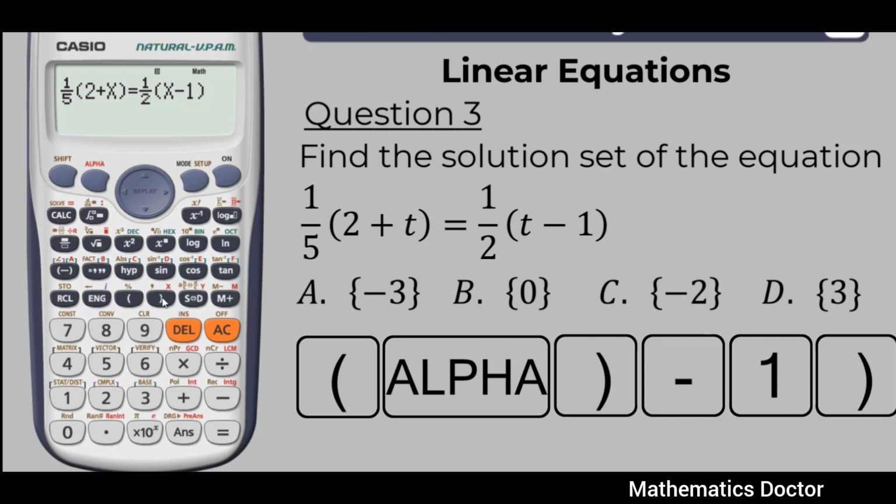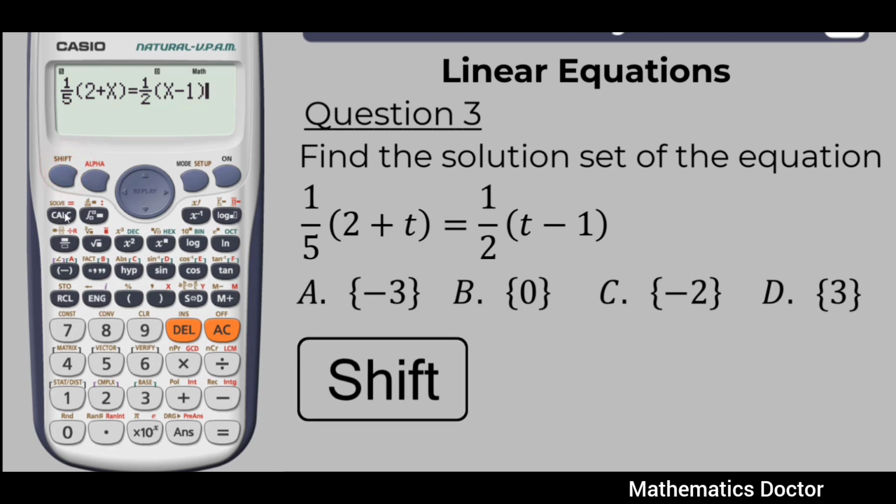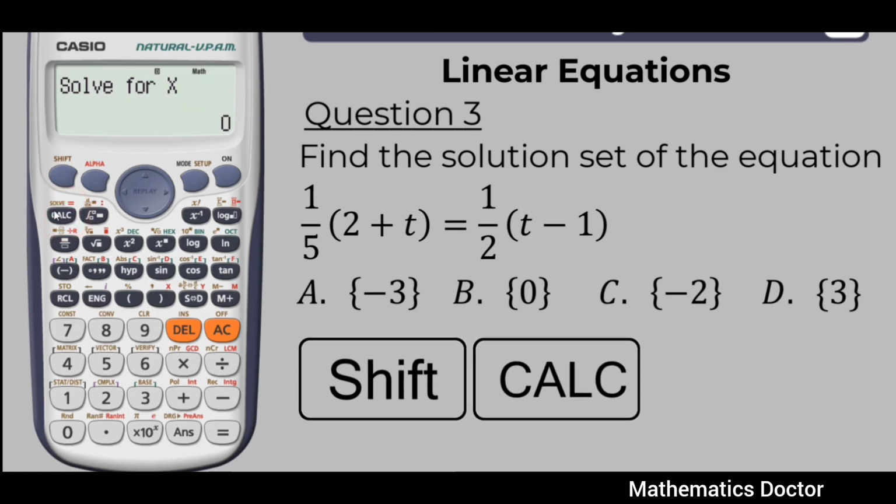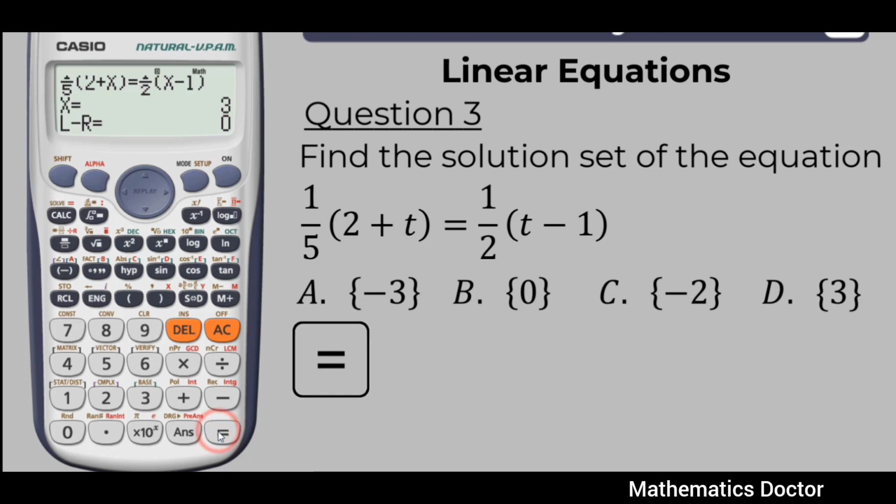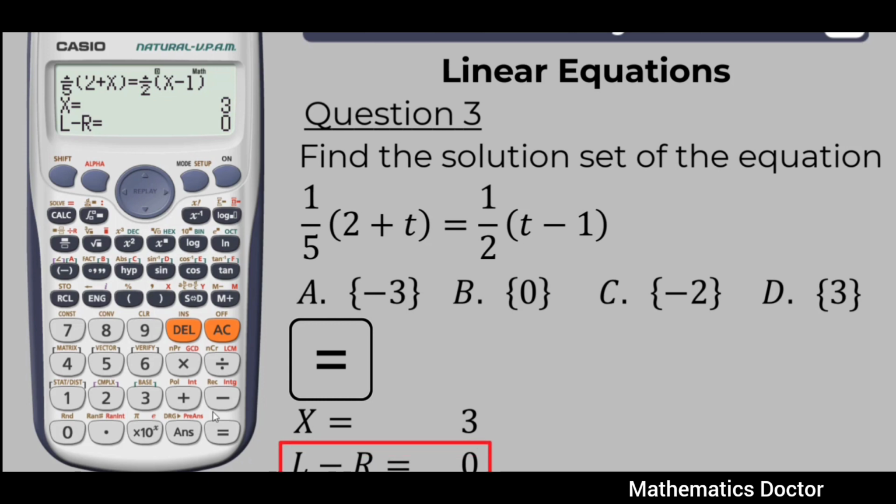We solve for the equation by pressing the shift and then selecting the CALC or pressing the CALC key. When you press it, it displays solve for x. Then the answer there is 0. But please, this is not the answer for the final equation. Just go ahead and press the equal sign. When you press the equal sign, you see the answer. It is x is equal to 3 and L minus R is equal to 0. Because L minus R is equal to 0, there is no error. So we can finally state that x is equal to 3. So our answer is 3, which is at D. So D becomes our final answer.